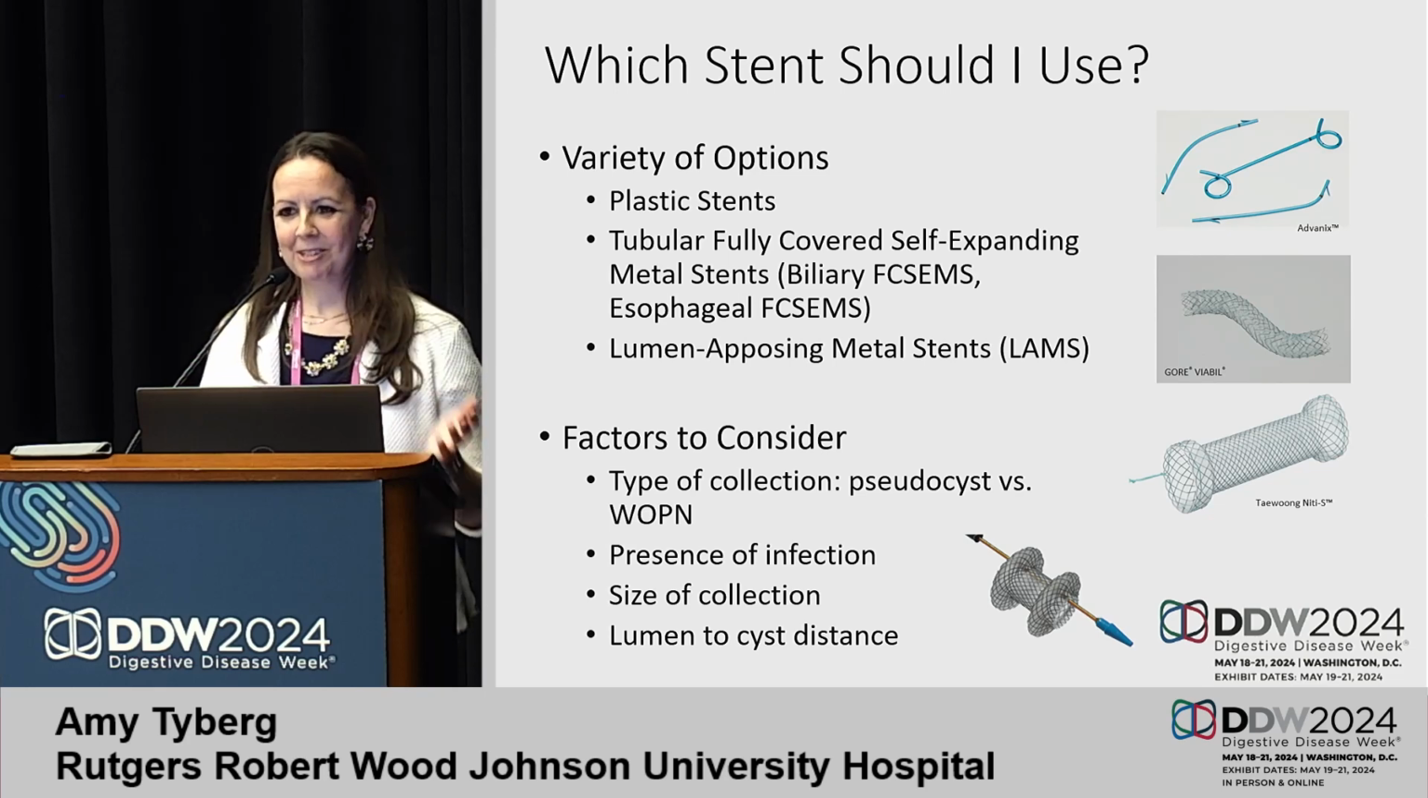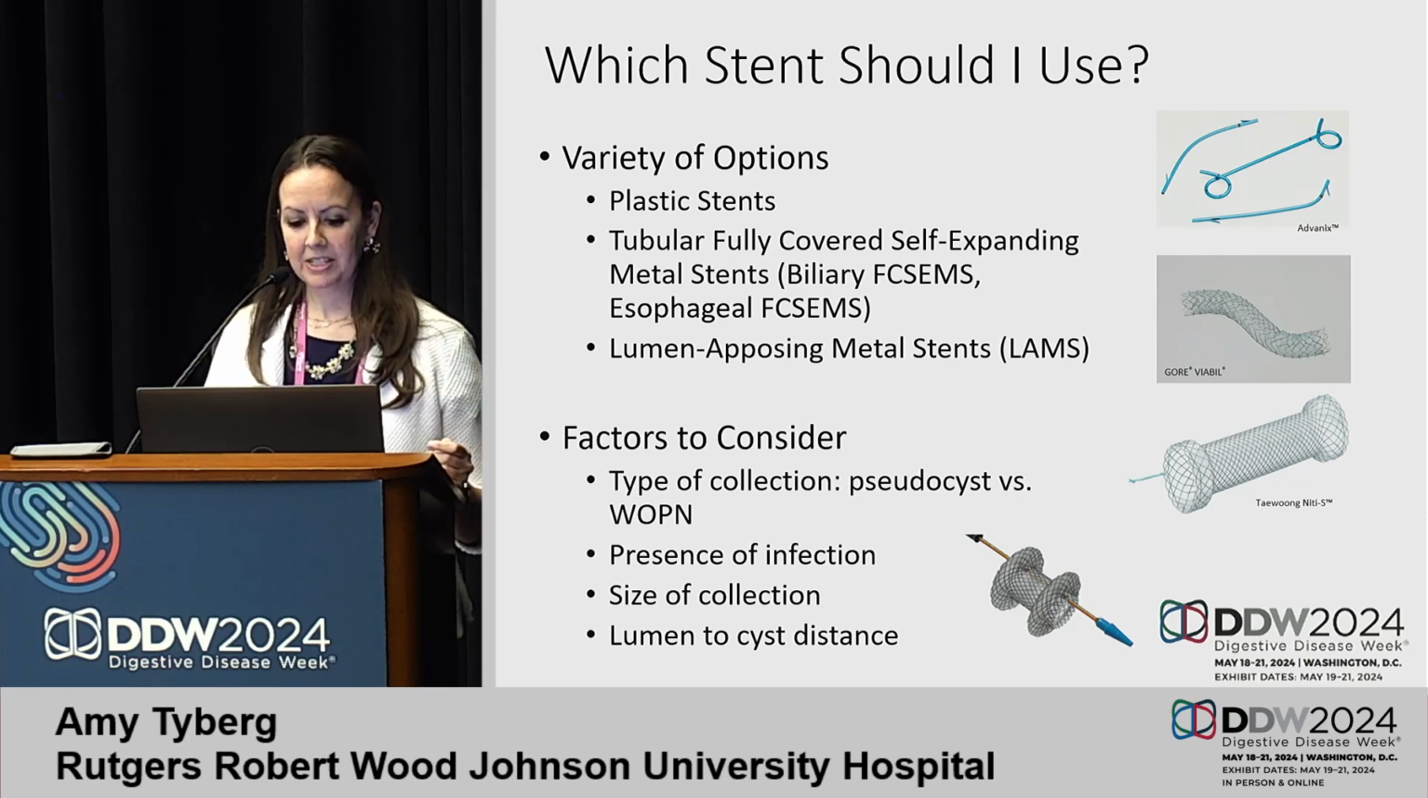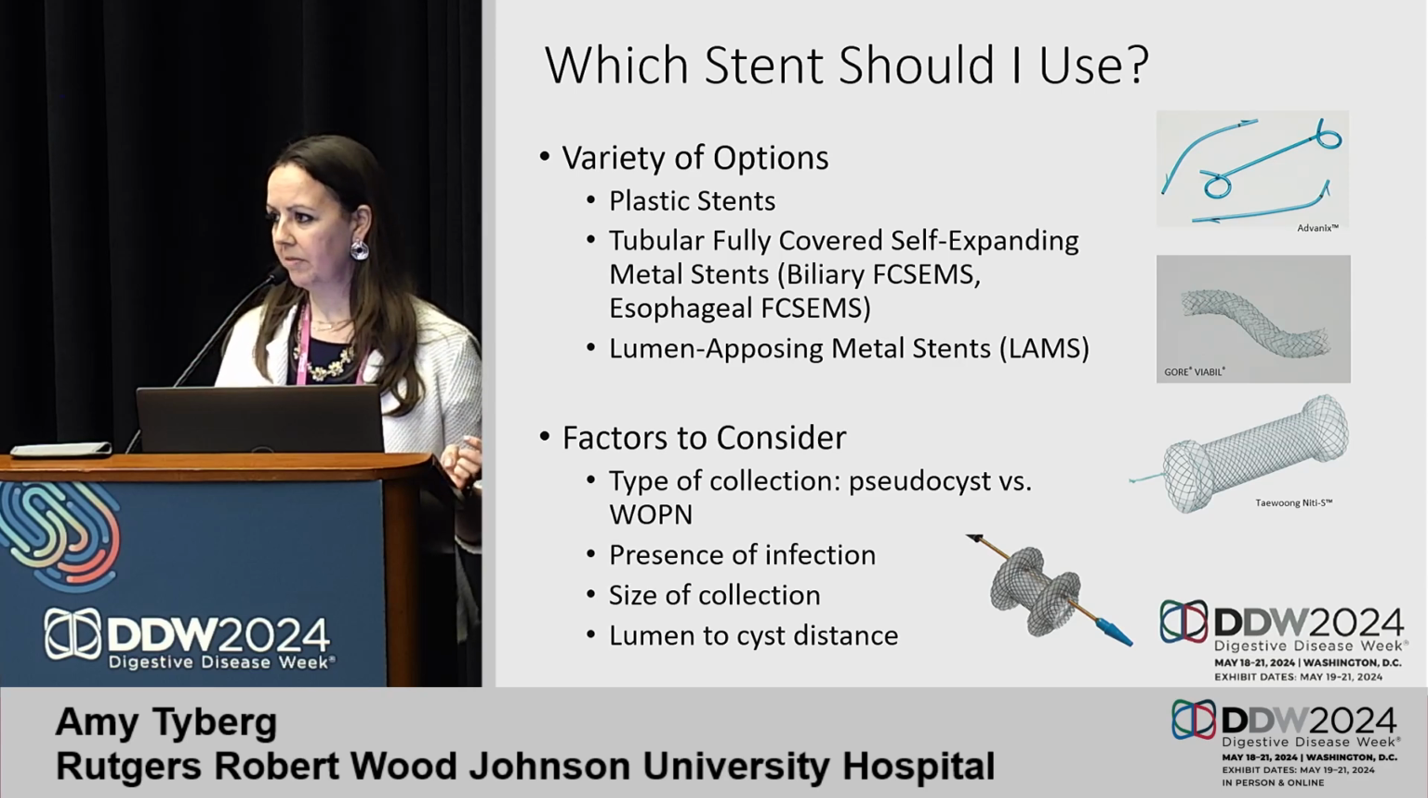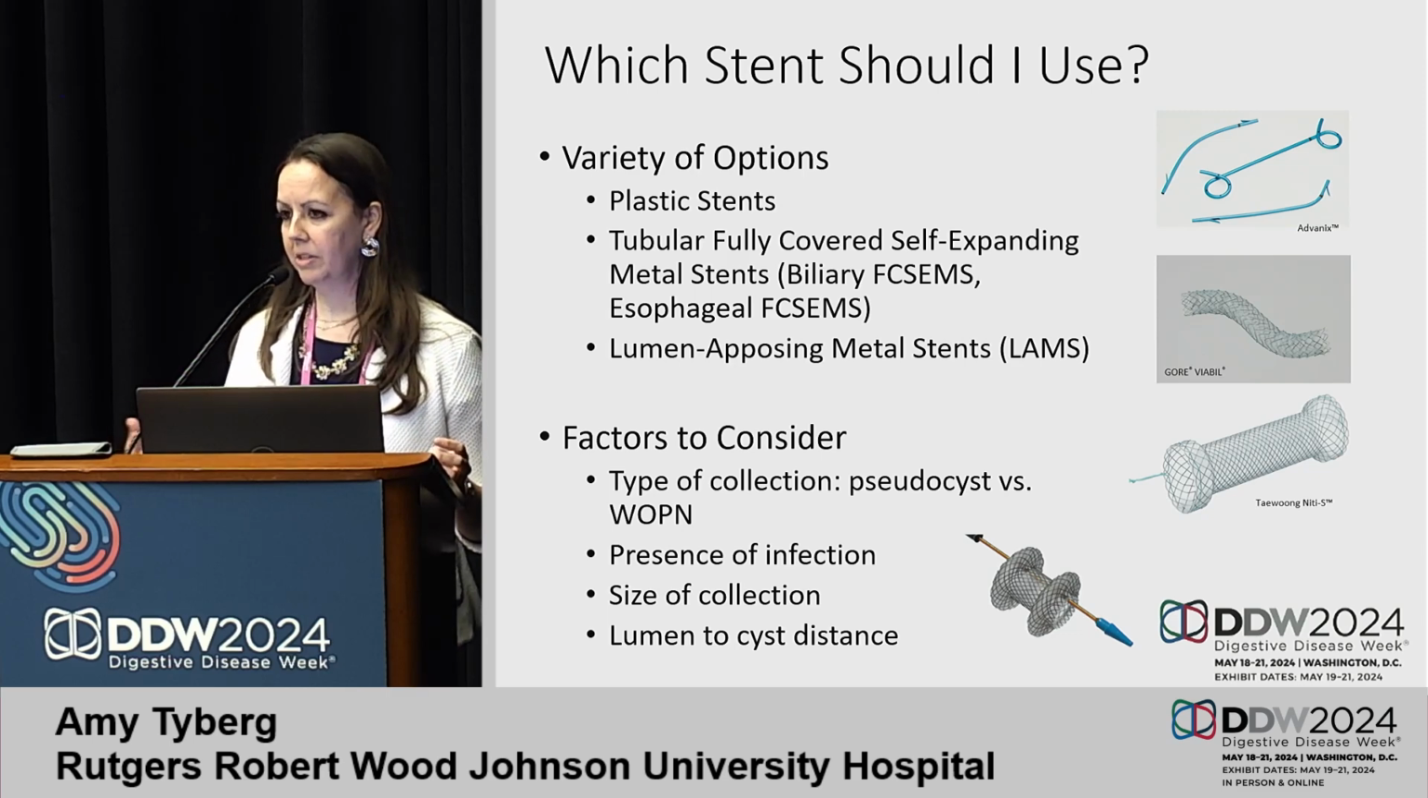And when you're deciding which stent, there's a lot of factors to consider. The type of the collection: is this purely a pseudocyst? Is this walled-off necrosis? If you know that down the road you're going to have to do a necrosectomy, you might opt to put a lumen-opposing metal stent from the get-go, because then you can advance your scope through it more easily, whereas if it's just purely a pseudocyst with fluid, you might opt for just a plastic stent.